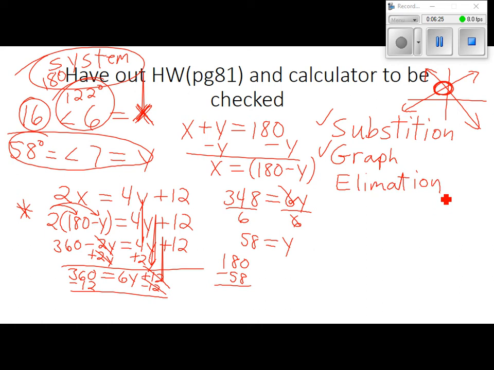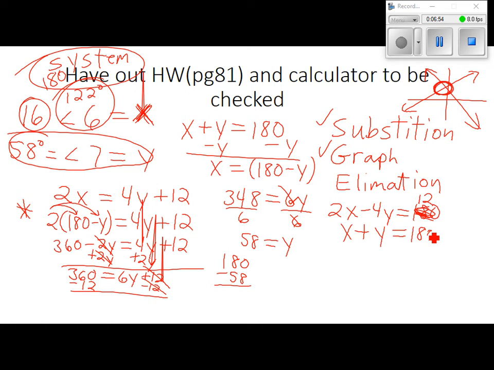Could we have used the elimination method on what we had? Yeah, what we'd have to do is get the y on this side. What do you have to do to move 4y over to this side? So it ends up being 2x minus 4y equals 12, not 180. And then this one is x plus y equals 180.